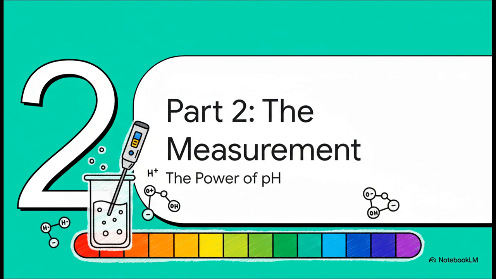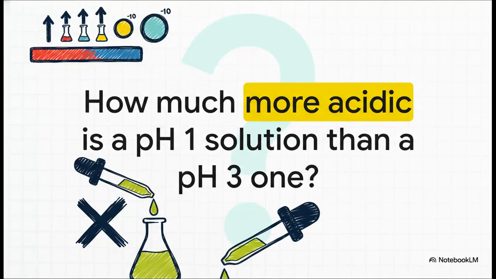Okay, so we know who the players are. Now for the next part of the puzzle. How do we keep score? How do we measure their power? Well, that brings us to one of the most famous scales in all of chemistry, the pH scale. You might look at this and think, oh, the difference is 2, so it's twice as acidic, right? Nope, not even close. The secret here is that the pH scale is logarithmic. Every single step is a power of 10.